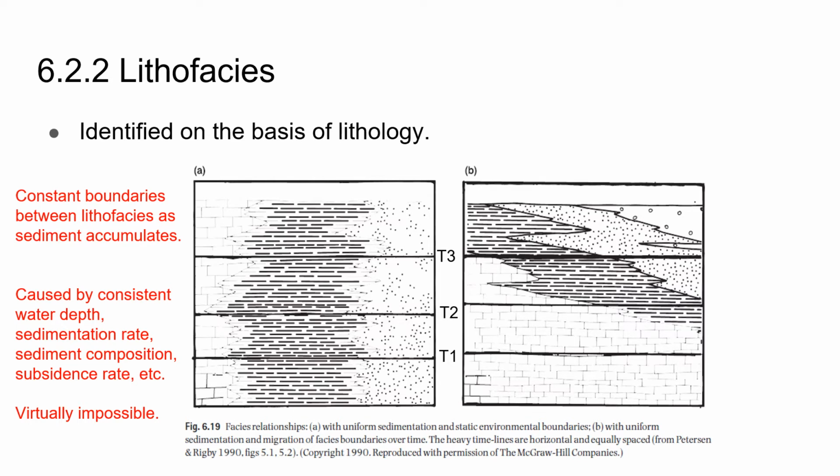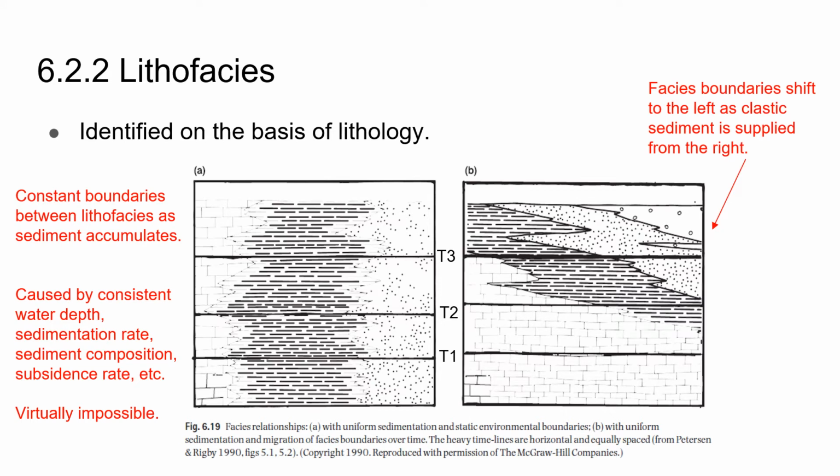So the water depth couldn't change in relation to the sedimentation rate, which could not change. The sediment composition would have to be the same. The subsidence rate of the crust as it's being loaded with sediment would have to be consistent. This is virtually impossible. What you're seeing in 6.19A, you will probably not see in nature. But let's look at B.